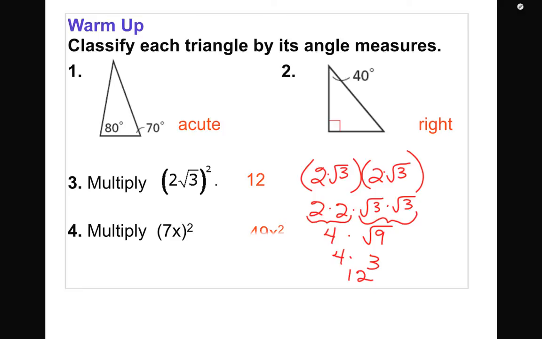And the last solution should be 49x squared, because that was 7x times another 7x. Again, you can rearrange if you need to. 49x squared.